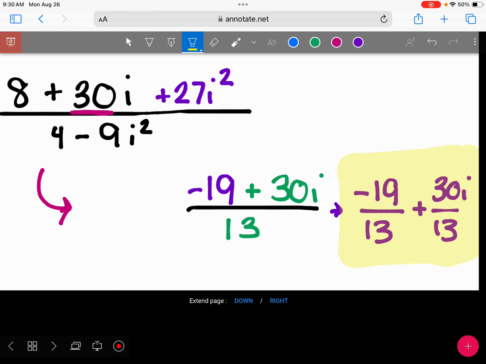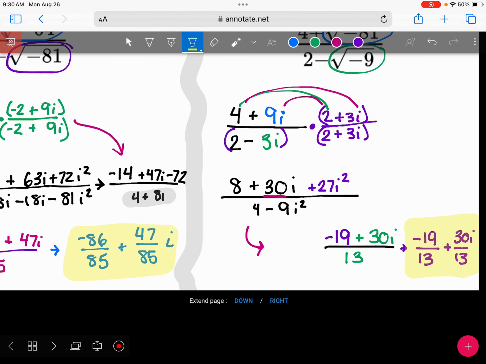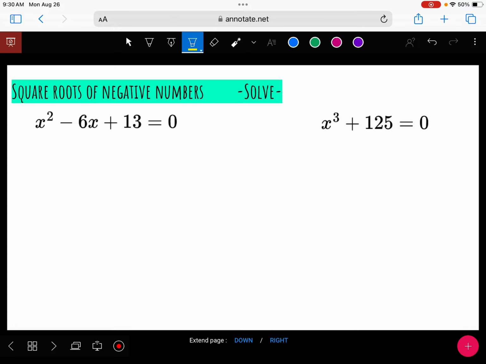Okay. So we have one last part of playing with our imaginaries, and that's where we're getting them from and where these kinds of statements are coming from. So we're going to be solving and winding up with imaginary answers. So we're going to solve a couple of quadratics.